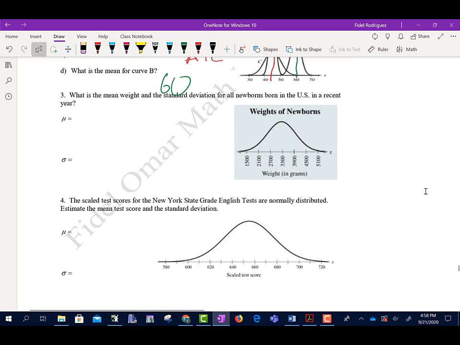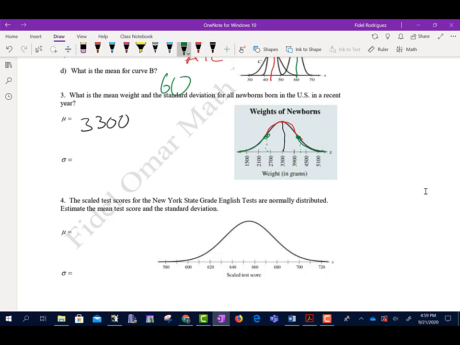So question number 3 now says, what is the mean weight and the standard deviation for all newborns born in the U.S. in a recent year? The first thing we're going to do is find the mean. The mean is going to be the line that cuts the graph right in half. So it looks like my mu is 3,300. Now notice how the graph is curving downward here, and right about this point it starts to curve upward. So we're trying to guess roughly what those numbers would be.